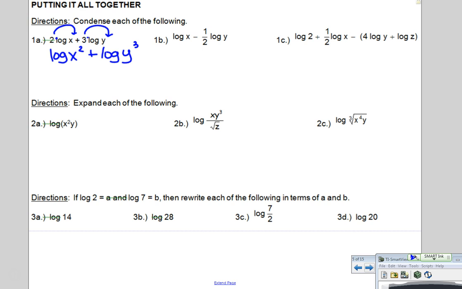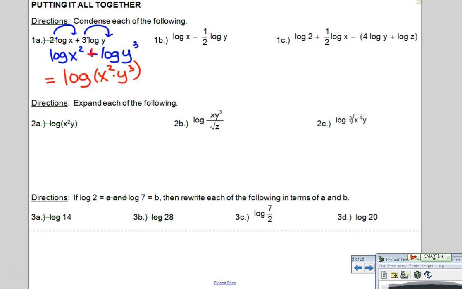So I use the third law. Then I see that I have a plus sign here. That means I can condense it, because if I was adding exponents, it means I was multiplying them. So now I'm going to put them together by multiplying, log of x squared times y cubed. And that's as far as we can go. So we use two laws, the first one and the third one.